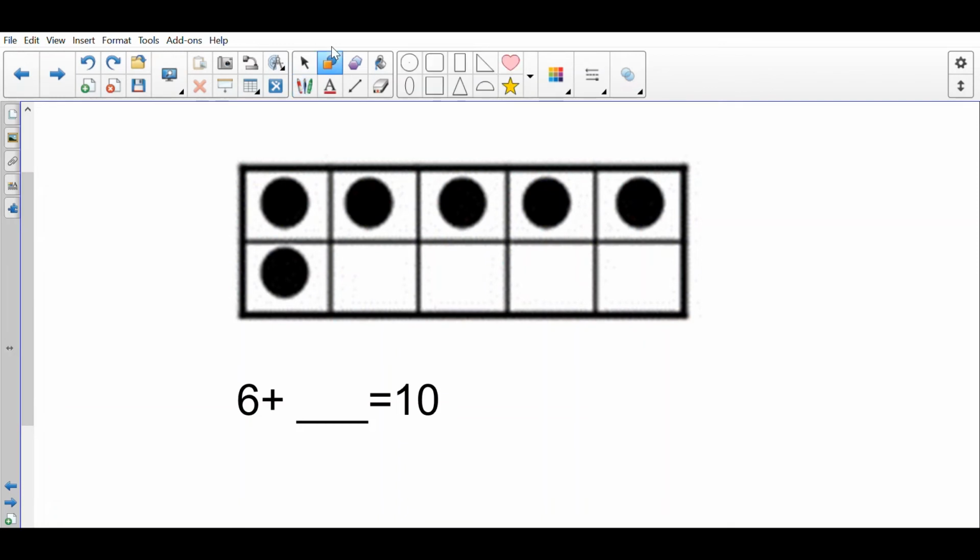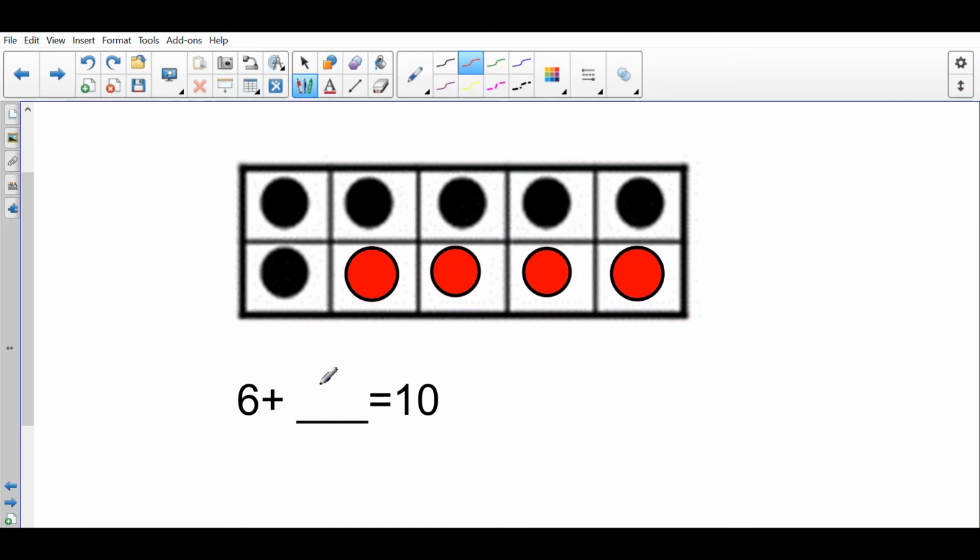Ooh, how many dots are in this 10 frame? 6. There's 6 dots. So we have 5, 6. How many more dots are we going to need to make 10? Let's see if you were right. Ready? 1, 2, 3, 4. So how many dots did we need? 4. Our whole number sentence says 6 plus 4 equals 10. Great job. So 6 plus 4 equals 10.